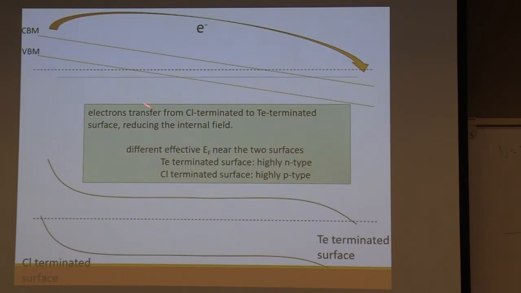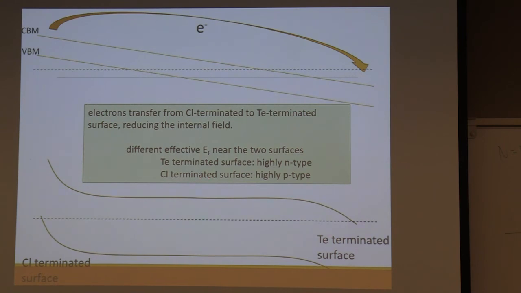So to illustrate that idea, if you imagine we had the conduction band and the valence band as a function of space, and we had this potential which was just linearly changing as a function of position, then over here, the conduction band would be lower than the valence band over here. So we'd have to have some charge transfer to make sure that that could happen.